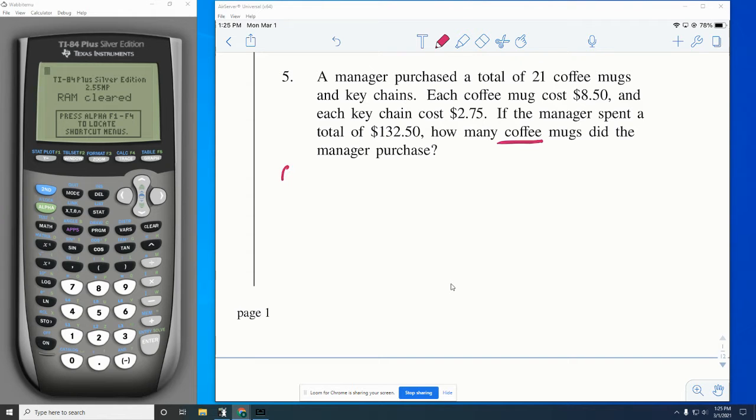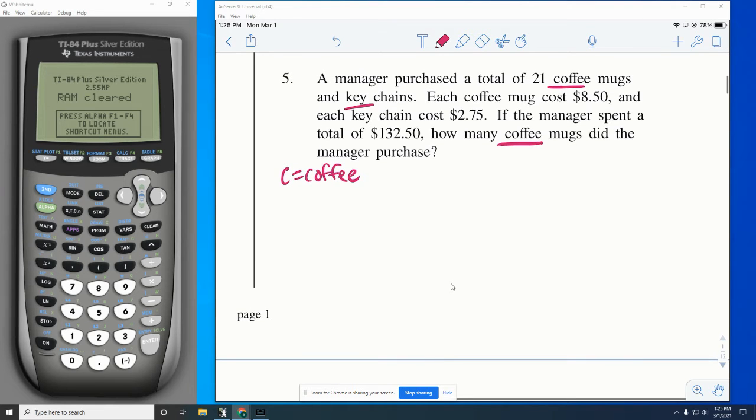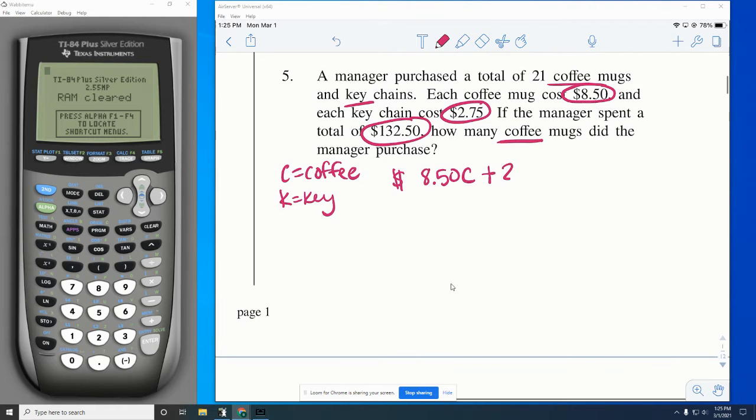So my variables are going to be C or whatever you want it to be for coffee mugs. And we know information about coffee mugs and keychains. So I'll use a K for keychains. Now we've talked about with systems, and I know it was back in December, what we've talked about, if you have 3 sets of money, those are all going to go together in a money equation. So coffee mugs are $8.50 times an unknown amount of mugs. Keychains are $2.75 times an unknown amount of keychains ordered.